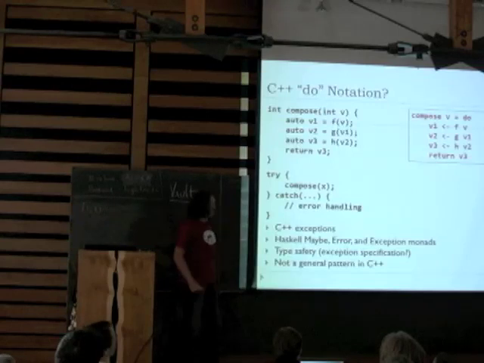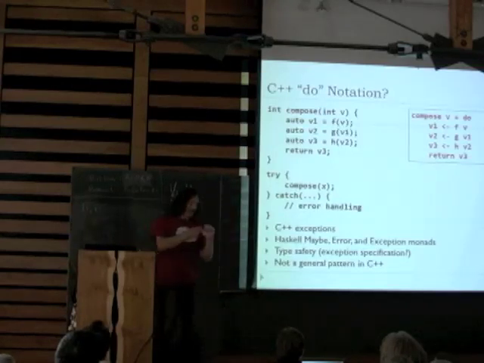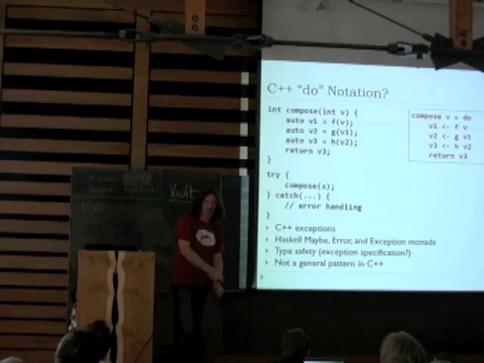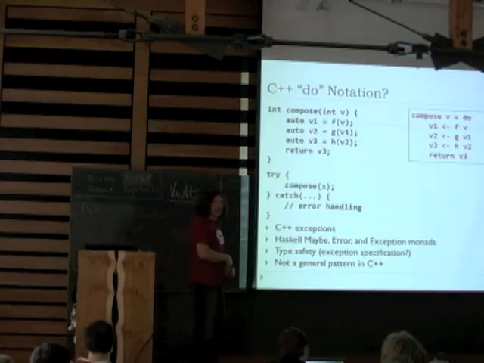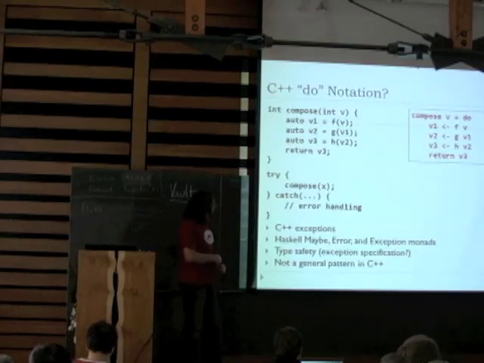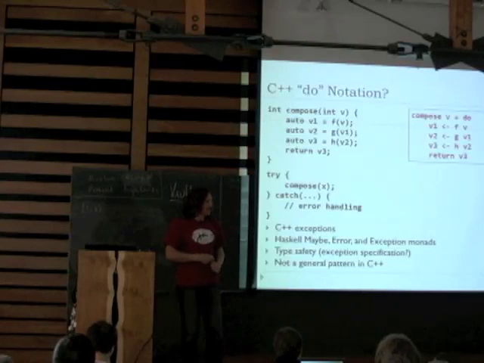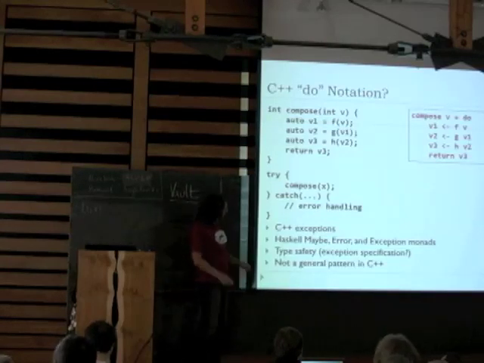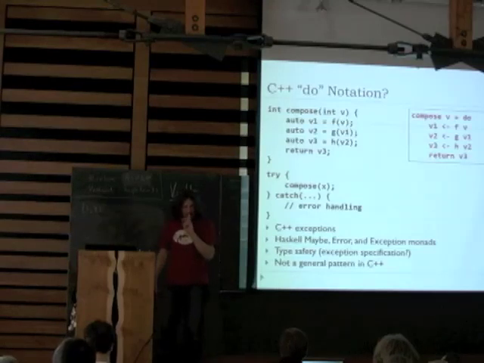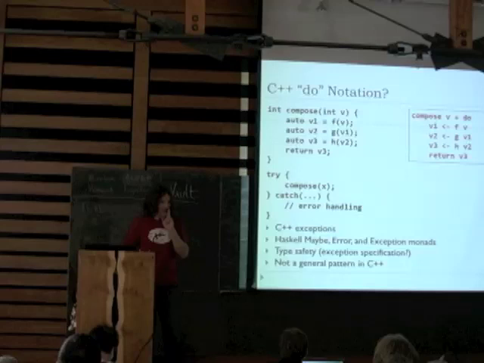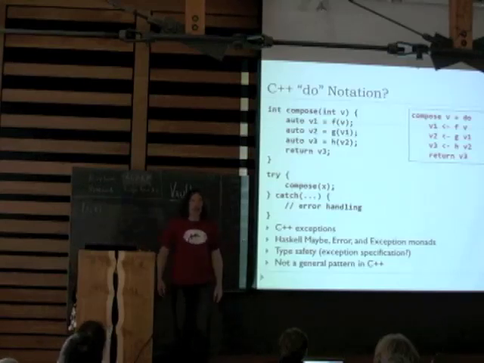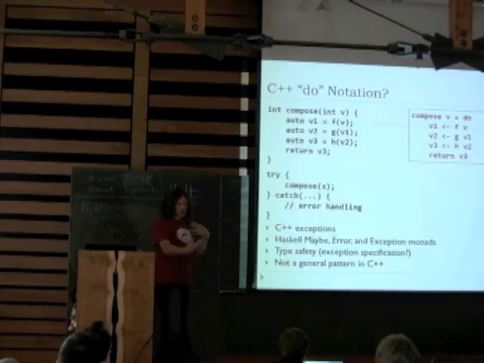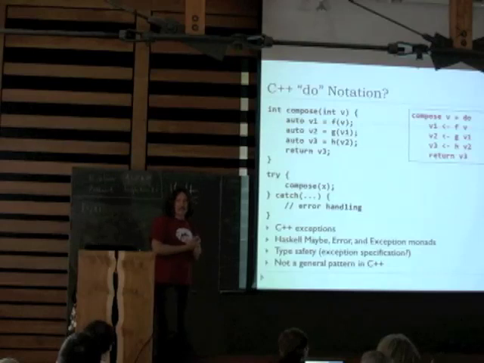And this is your do notation in C++. The difference is, you cannot generalize it. It only works for exceptions. There is no other monad in C++ that's built in. Plus, in Haskell, you have very strong type checking, which in C++ would have to include the exception specification, right? If we had exception specification, which I think was dropped because it didn't work really, and the compiler enforced it, then it would be part of the type system, but it isn't.